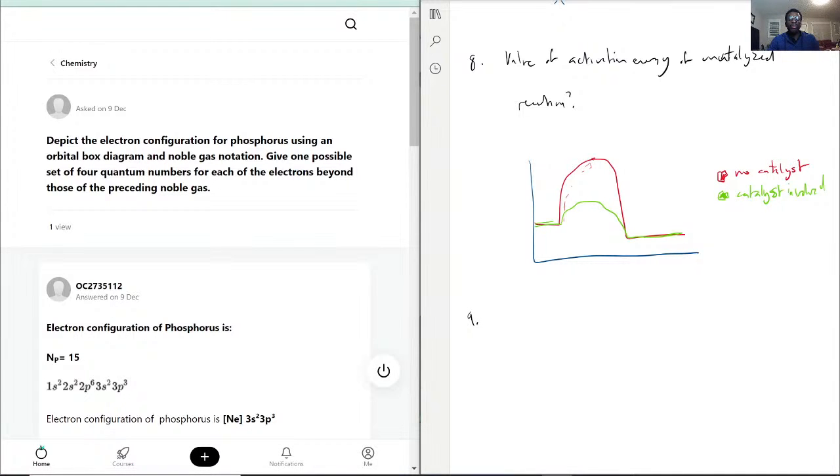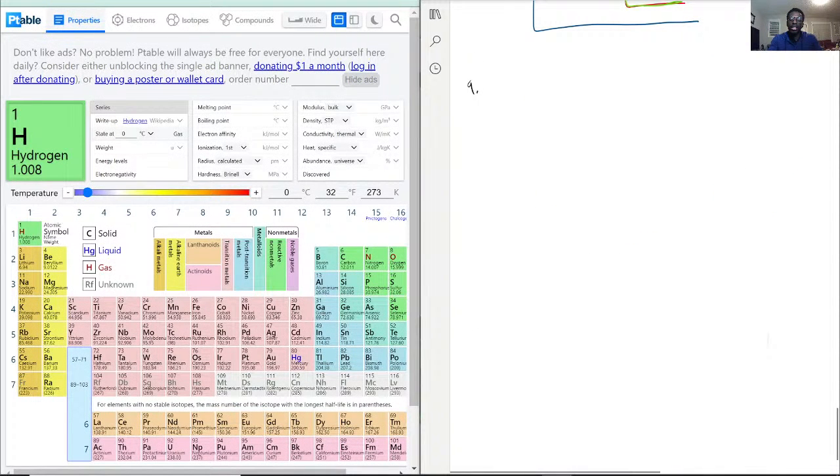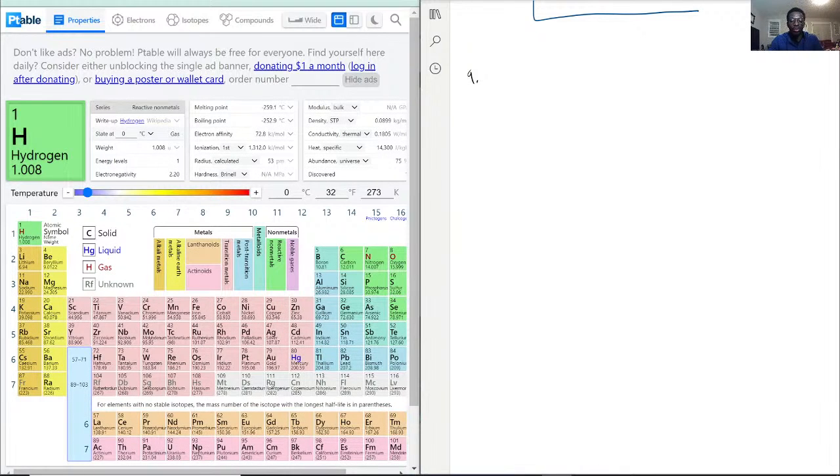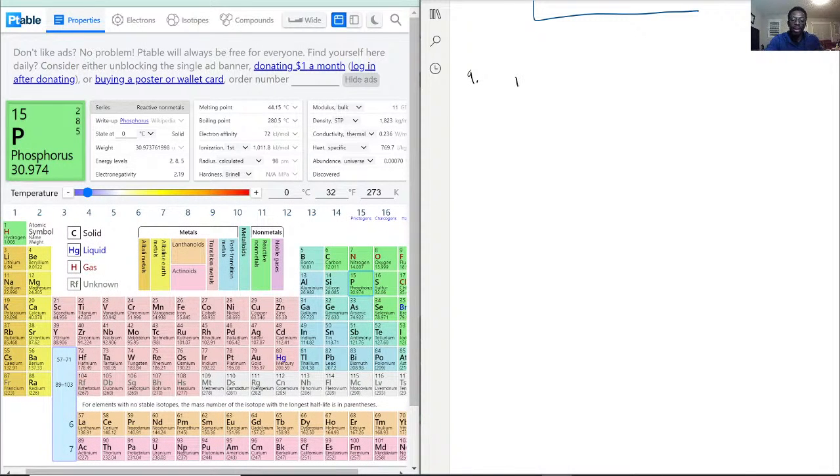Depict the electron configuration for phosphorus using an orbital box diagram and noble gas notation. So give one possible set of 4 quantum numbers for each of the electrons beyond those of the preceding noble gas. So let's first do the less fun long-handed version that they asked for. So for phosphorus, it's not too far away, which is good. But if we wanted to get it, it's the 1s, 2s, 2p, 3s, 3p, 3d, okay?